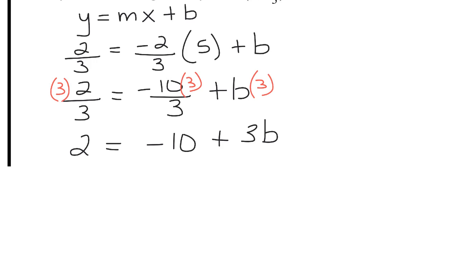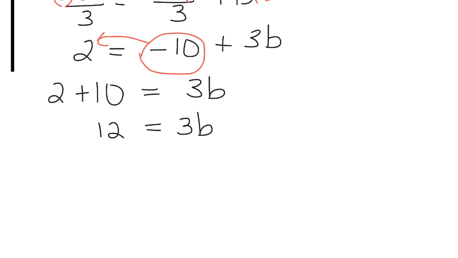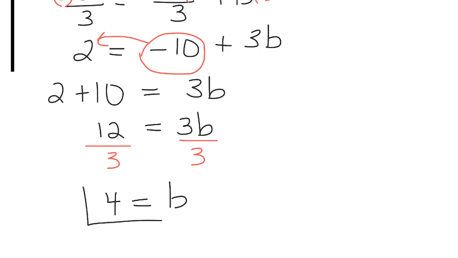We can then collect like terms. So I'm going to take -10 and bring it over to the left-hand side. In doing so, that is going to become a +10. 2 plus 10 is 12. And now to isolate for b, I can simply just divide both sides of the equation by 3. 12 divided by 3 is 4, and that will give us our final answer for b.